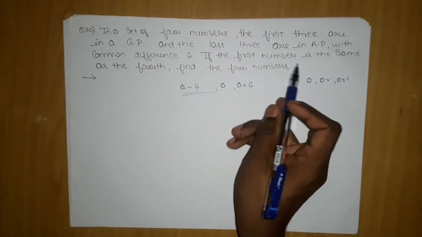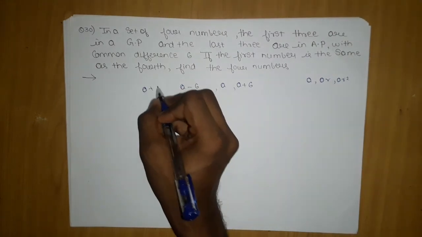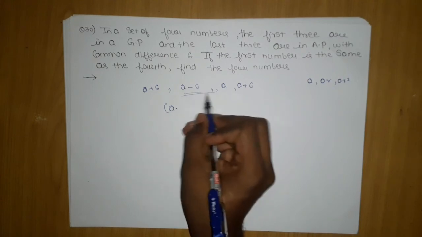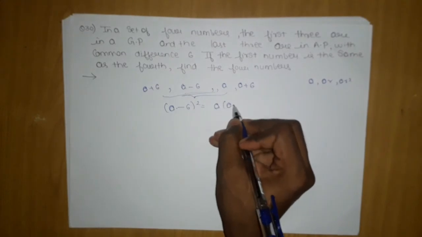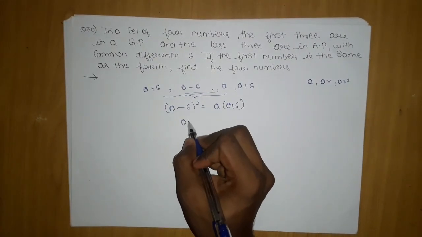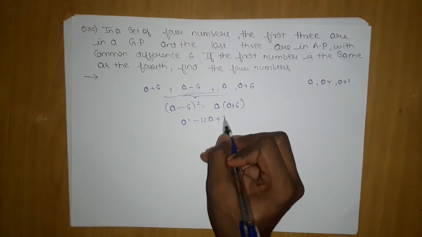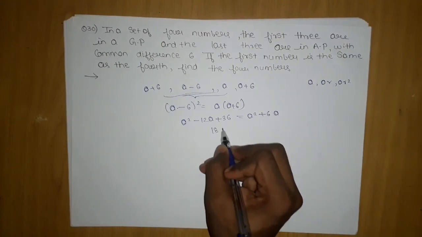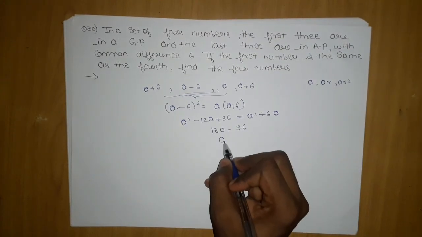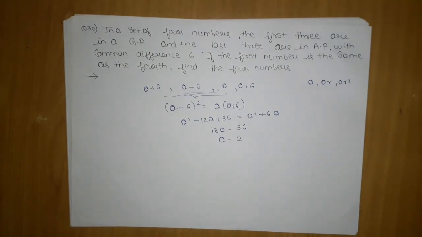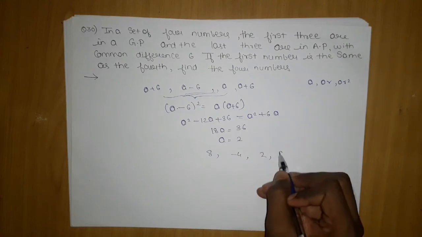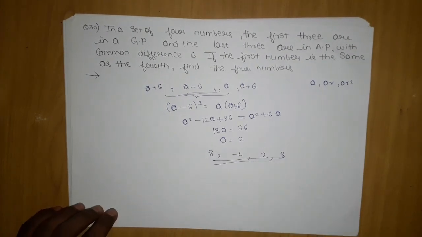Now the first term is the same as the fourth term, so it will be a plus 6. So we got the 4 terms. Now we apply the GP condition on the starting 3 terms: a minus 6 the whole square equals a into a plus 6, which gives a square minus 12a plus 36 equals a square plus 6a, giving 18a equals 36, so a equals 2. Now the terms are 8, minus 4, 2, 8. These are the 4 terms which you wanted to find.